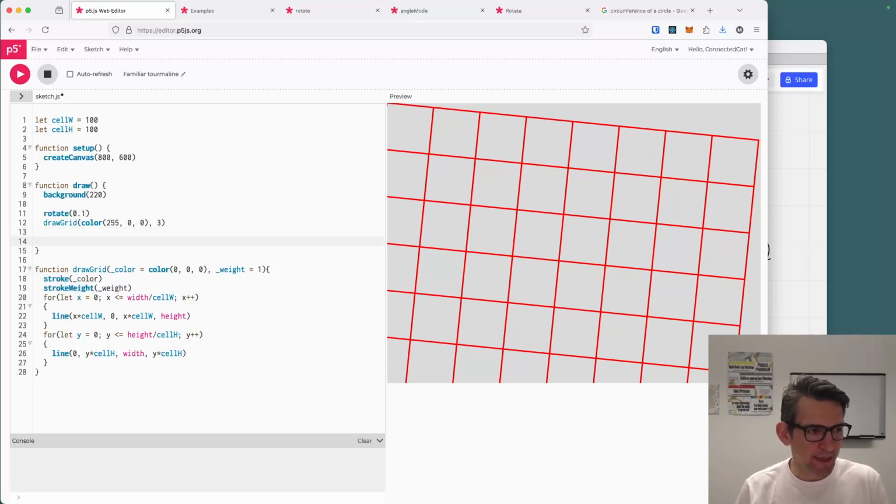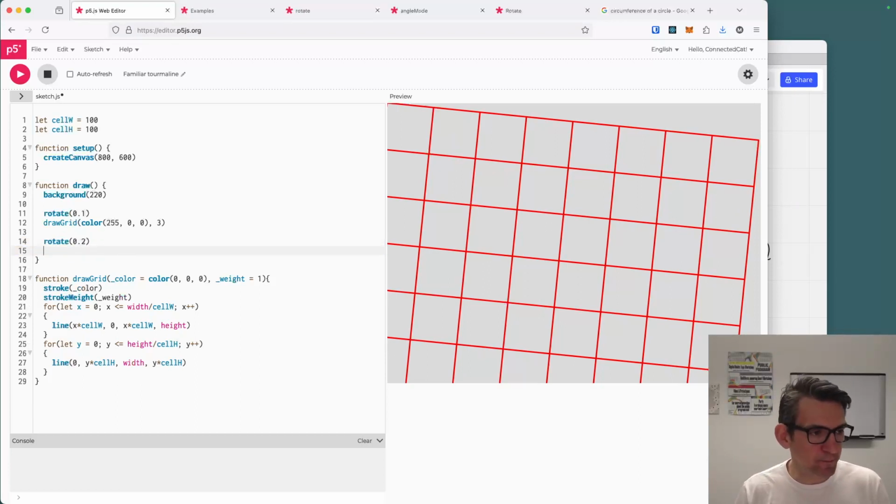Notice how we have to first rotate and then draw. That should also be a hint that we're moving the entire coordinate system and then applying our shapes onto it, but we do have to do that. So let's say rotate, and then let's do 0.2, just a little bit different. And then draw grid. And then we are going to give it a color. This time, let's give it a color green, so 0, 255, 0. And let's give it a stroke of, again, 3.